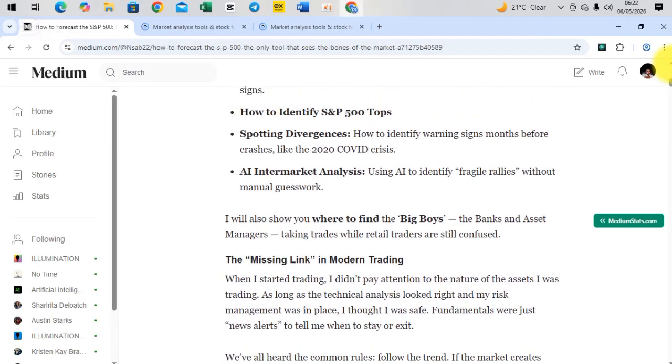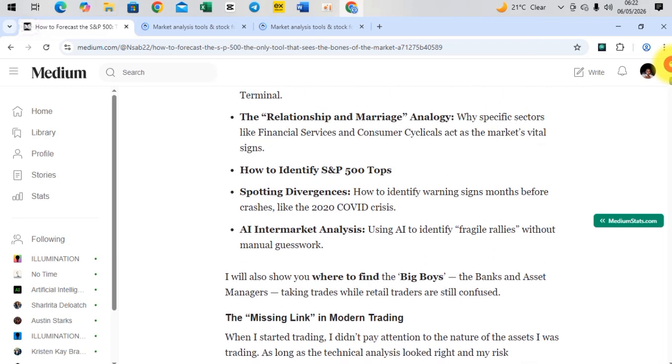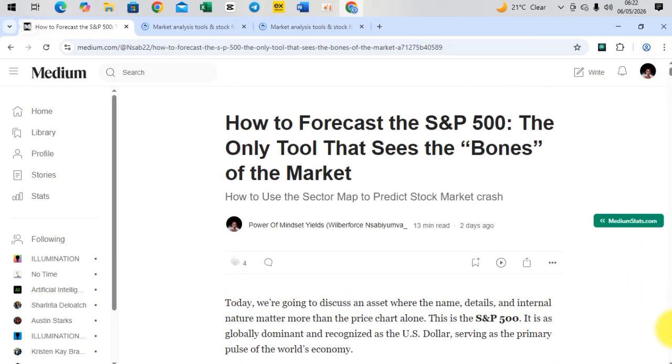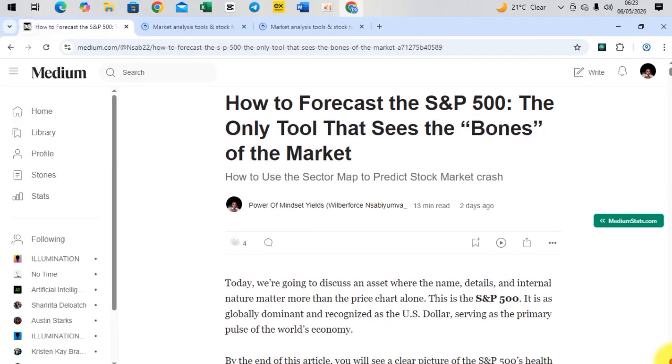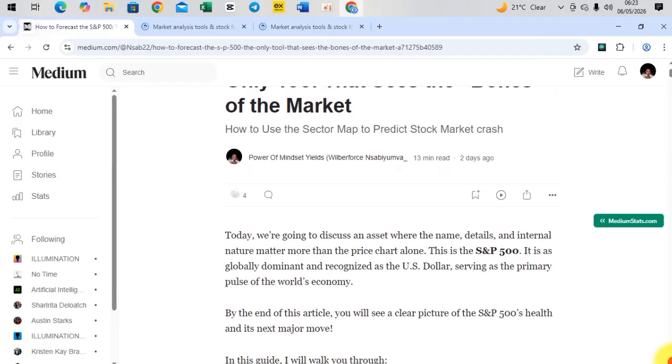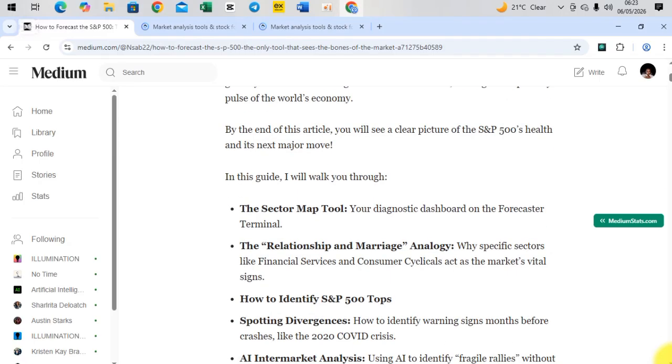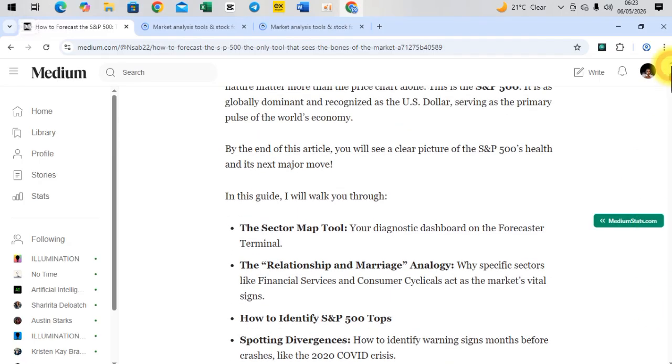Yes, you can find it on the Leaf broker. You can find it on XNS. You can find it on XM, and most of the brokers actually offer this asset. We are going to talk about such an asset, which is S&P 500, where the name, details, and internal nature matter, because I have realized that some of us trade assets without knowing what they are, their nature, the details about such assets. But today, S&P 500 is an asset you need to know, right?